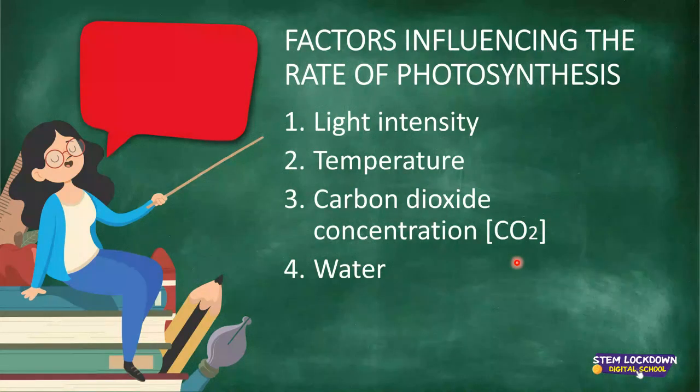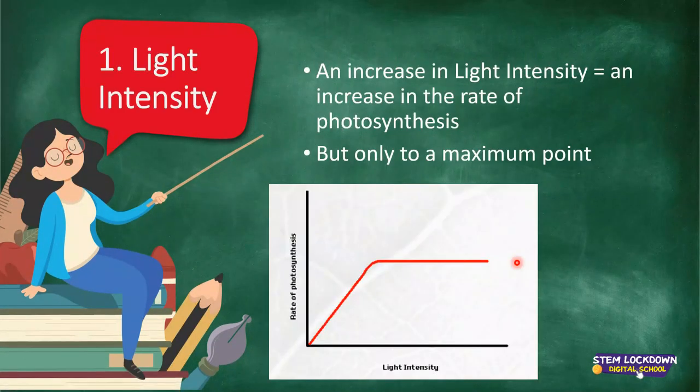All right. So we look at the first one, light intensity. An increase in light intensity equals an increase in the rate of photosynthesis.